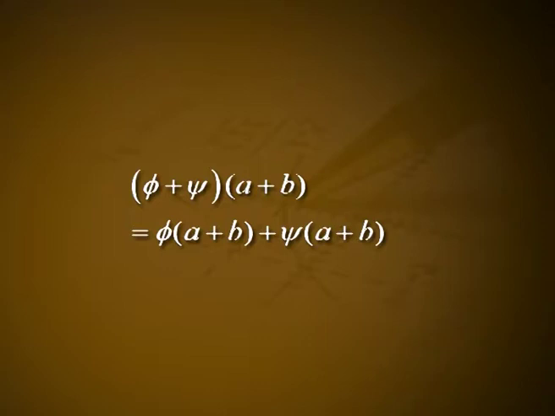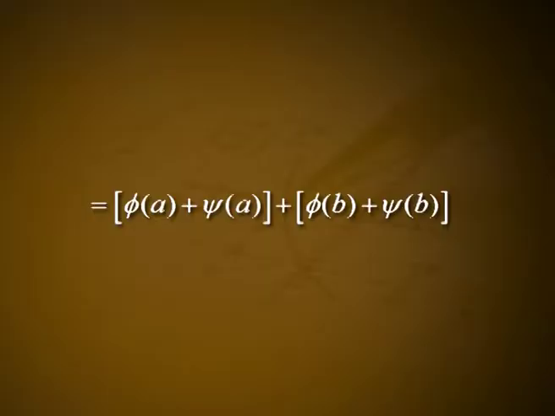(phi plus psi)(a plus b) equals phi(a plus b) plus psi(a plus b) by the definition of homomorphism addition, which is equal to phi(a) plus phi(b) plus psi(a) plus psi(b), since phi and psi are homomorphisms, which is equal to phi(a) plus psi(a) plus phi(b) plus psi(b), since A is an abelian group, which is equal to (phi plus psi)(a) plus (phi plus psi)(b), again by the definition of homomorphism addition. Hence, phi plus psi is a group homomorphism from A to A, and hence phi plus psi belongs to hom A. Thus, the closure property of homomorphism addition in the set hom A is verified.